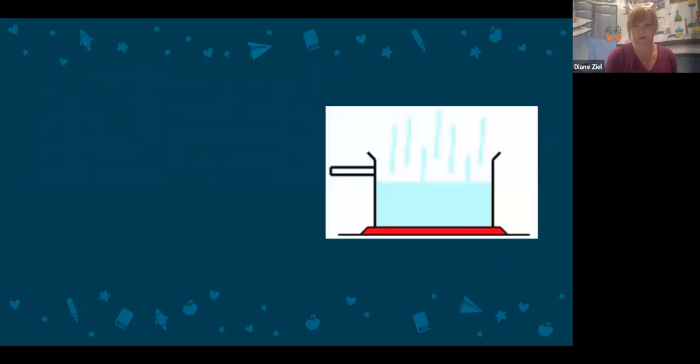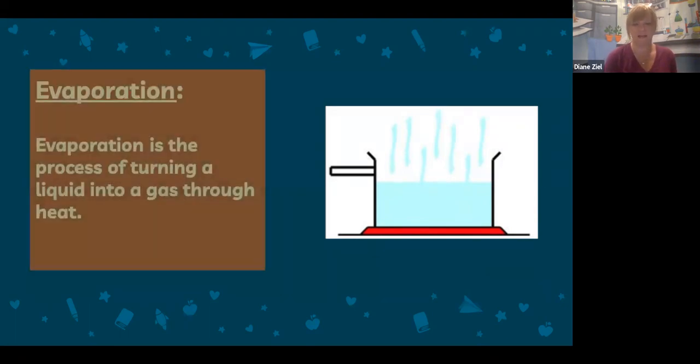How about this picture of a pot of boiling water with the gas rising from the liquid? What is this process called? That's correct. This is evaporation. Evaporation is the process of turning a liquid into a gas through heat.